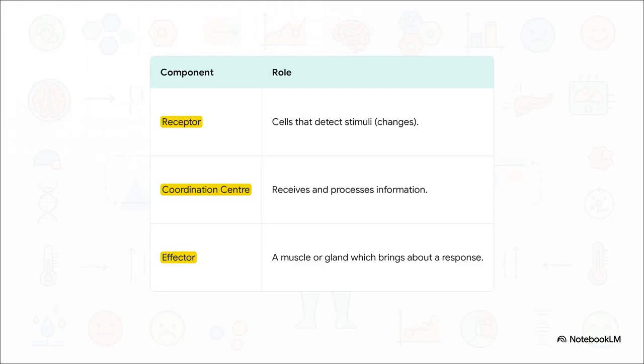All right, pay close attention to this slide, because it zooms right in on the key players you have to be able to define. Think of them as the 3 main characters in this story. First, you have the receptor. That's your detector. Then, the coordination center. That's the boss, the decision maker. And finally, the effector. And remember what I said, it's always a muscle or a gland. The effector is the doer, the one that actually makes the change happen.